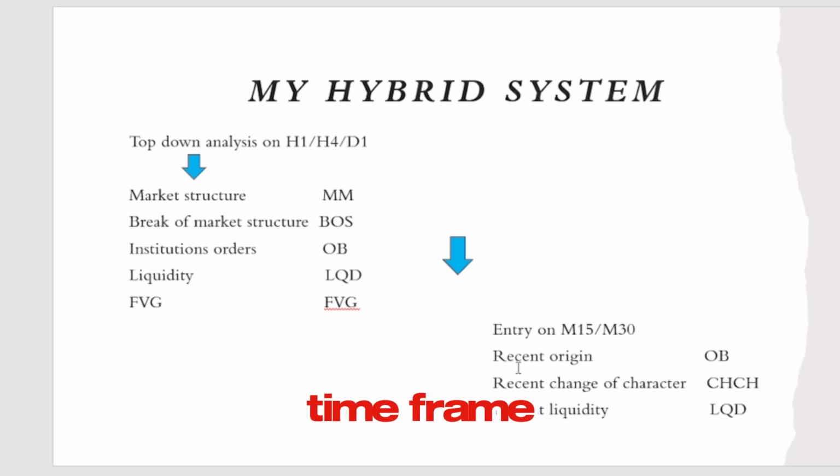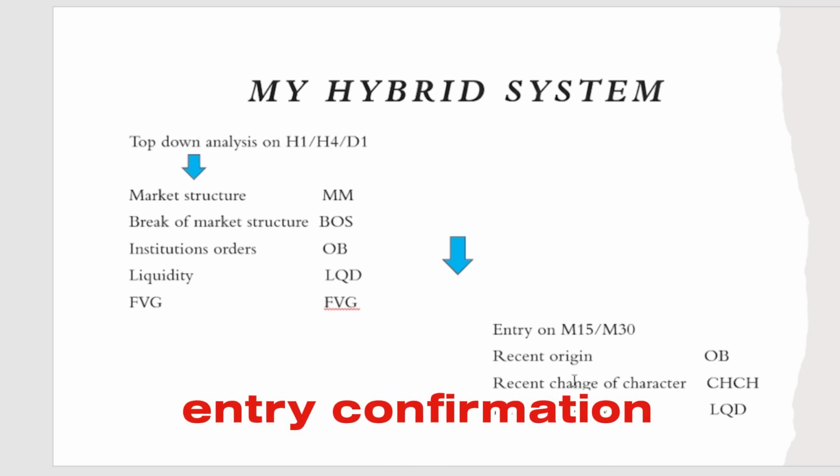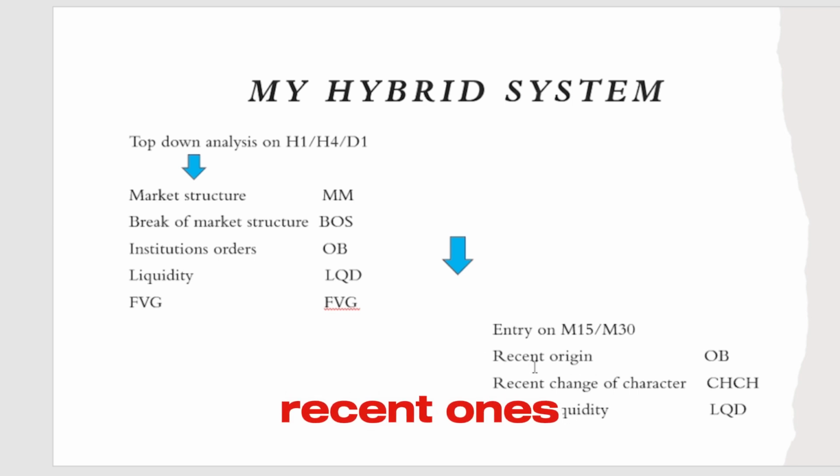Coming down to the lower time frame, our entry time frame, which is the M15, meaning 15-minute time frame, and the M30, meaning 30-minute time frame, we're going to be looking out for 2 out of 3 or 1 out of 3 from this entry confirmation. We're going to be looking out for the recent ones. When we see them, this is when we're going to take our decision either to buy the market or to sell the market. Like I said, this is just a theoretical aspect, okay?